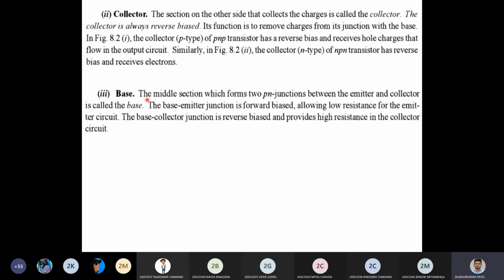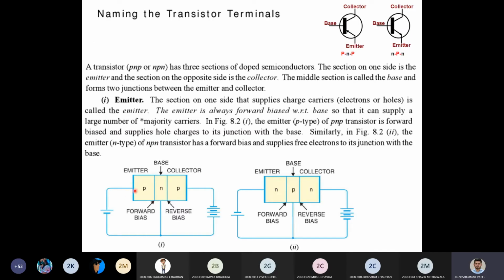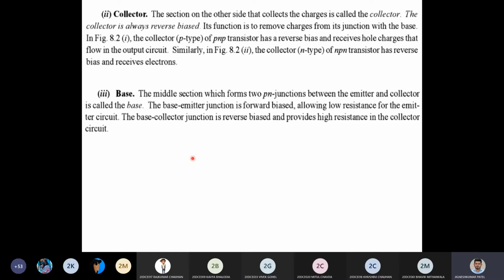What is the base? The base is the middle section which forms two PN junctions between the emitter and collector. The base-emitter junction is forward biased, allowing a low resistance for the emitter circuit. So this is in forward bias, which means the resistance will be very low in this area. But the other part, the collector-base junction, is in reverse bias, so there is high resistance. To flow current here, a high resistance is present. The base-collector junction is reverse biased and provides high resistance in the collector circuit.